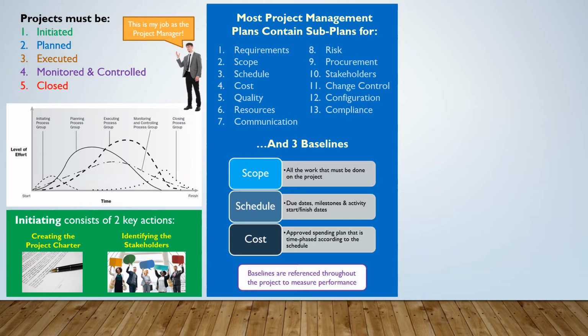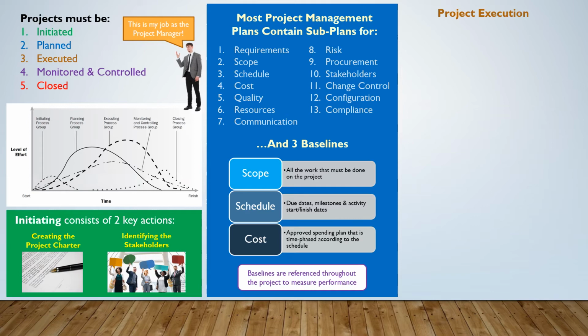Baselines are going to be referenced by the project manager all throughout the project in order to measure performance. If I know that I have a deadline to meet by a certain day on the calendar, I'm going to measure performance. Does it look like we're going to actually be done by that date? And did we make that date?